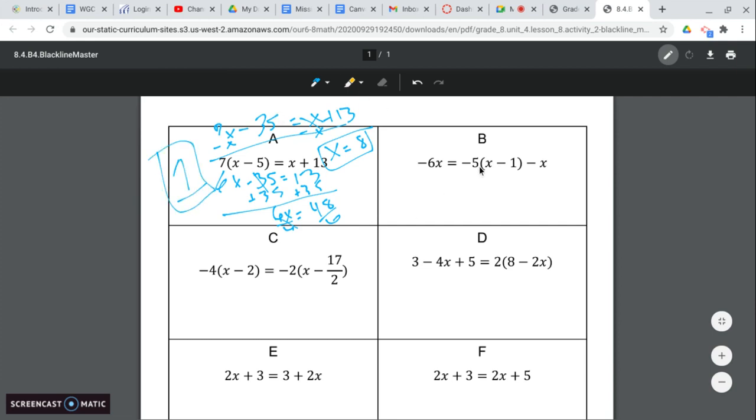For B, distribute. So negative 5 times x gives negative 5x, and negative times a negative is going to give us positive 5. Then minus x, combine like terms. Negative 5x minus x is going to give us negative 6x equals negative 6x plus 5. What kind of solution is this going to have? No solution. That's a way to say no solution, or you can write it out. No solution.